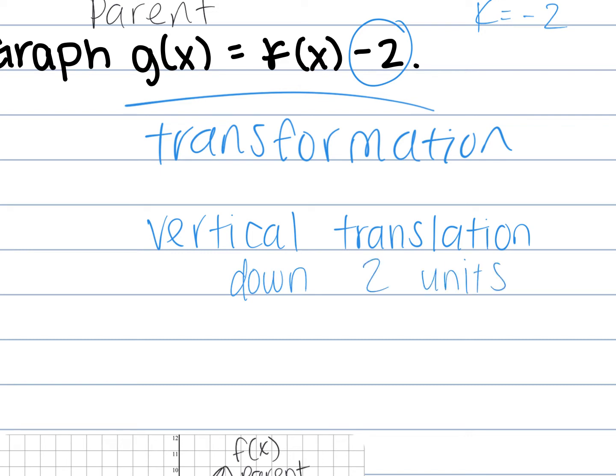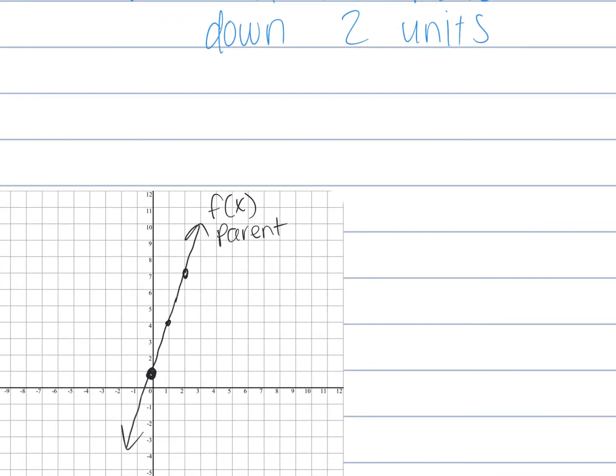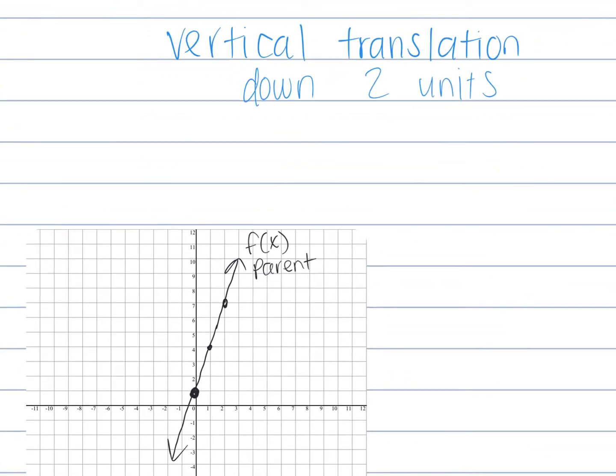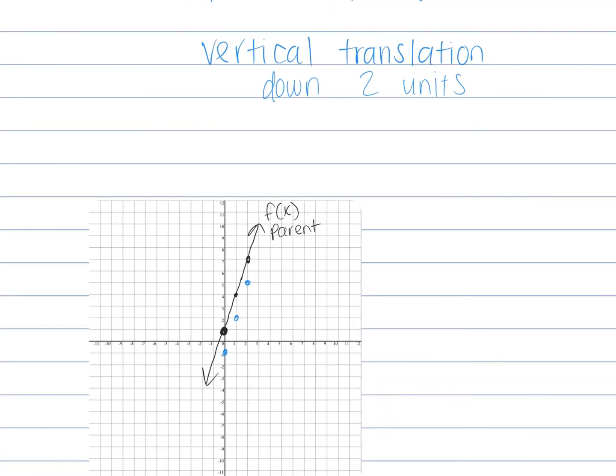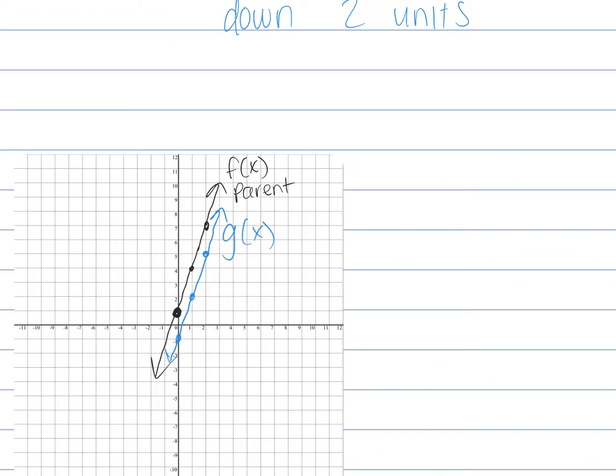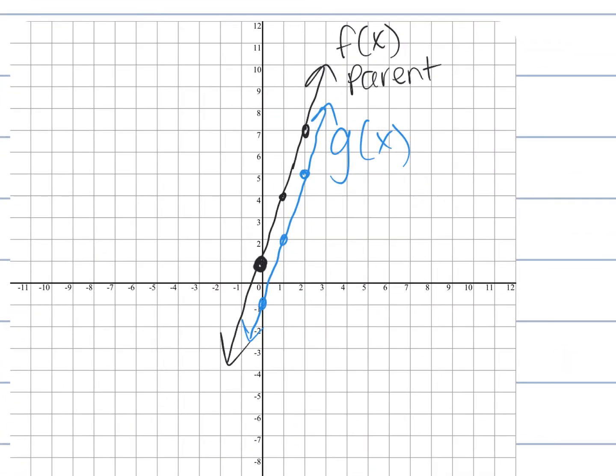So on my parent function, each point, I'm going to move it where? Down 2. Down 2. Down 2. And what do I call this function? g of x. AJ. Correct.